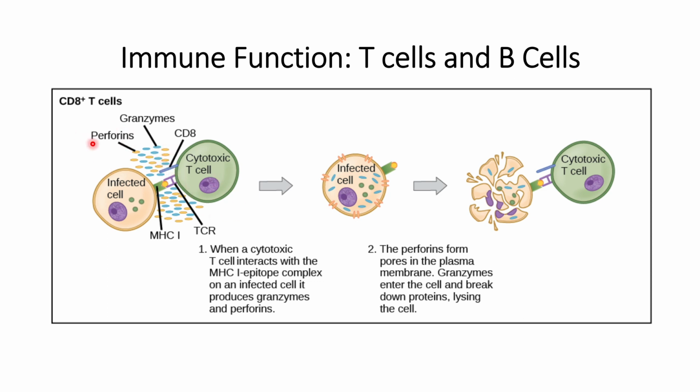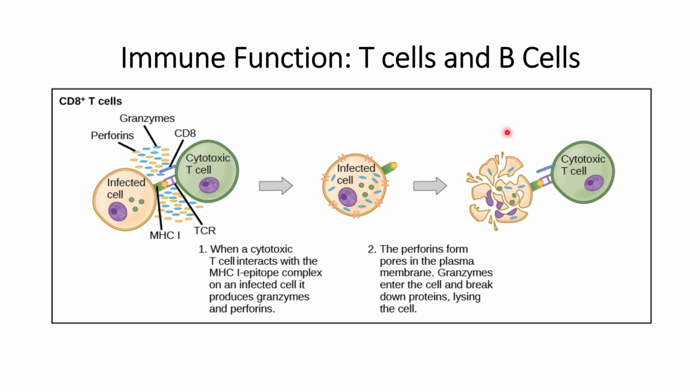So let us understand the function of perforins. What do perforins do? Perforins make holes or make the plasma membrane of the infected cells permeable, so that these granzymes can penetrate inside the infected cells and can break the proteins and lyse the cells. In this way, the infected cells get lysed, and this process continues till all the infected cells get destroyed within the host.